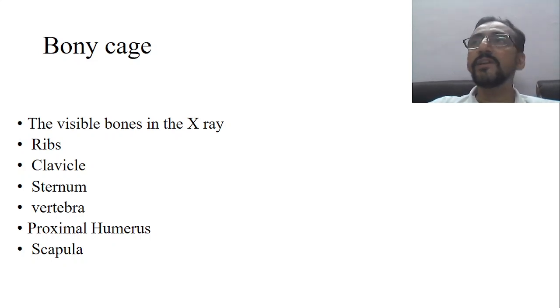Because the whole chest area is made up of bones. It is made up of the sternum, posteriorly of the vertebrae, and anteriorly of the ribs, and some portion of the upper humerus and some portion of the scapula also contribute. But the main part is the thorax: the rib cage, sternum and vertebrae.